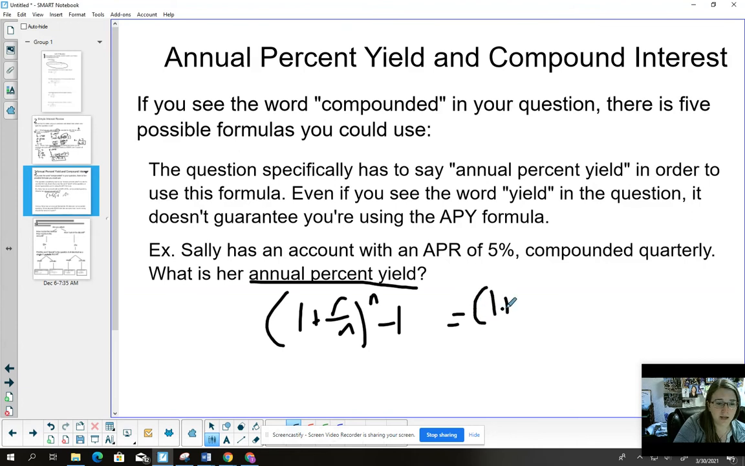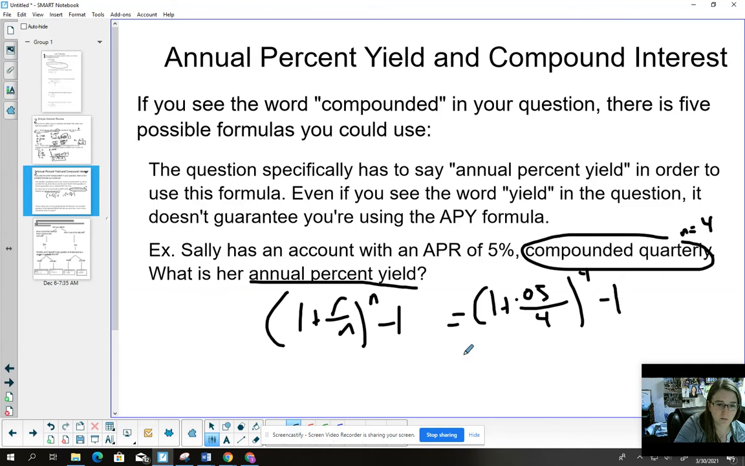Okay, so we got 1 plus R is 0.05. N is going to be quarterly is 4 times a year, right? To the 4 minus 1. So make sure you plug that in correctly. Fix it if you can already see you did something wrong.